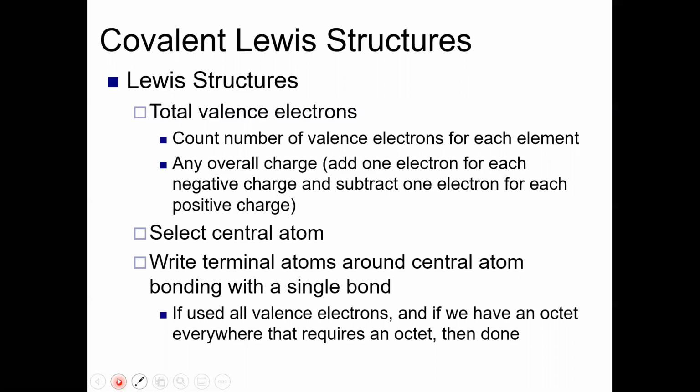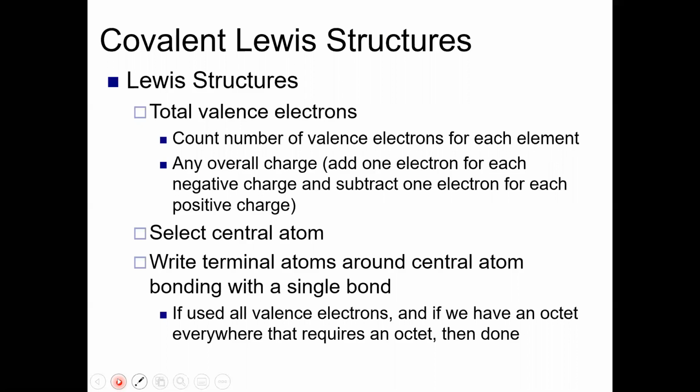So in drawing the Lewis structures, we will need to count the total valence electrons. So we'll need to count the number of valence electrons that are coming from each element. And if there's a charge on our molecule, as there are for a lot of our polyatomic ions, we'll need to add 1 electron for each of our negative charges, and we'll need to subtract 1 electron for each of our positive charges.